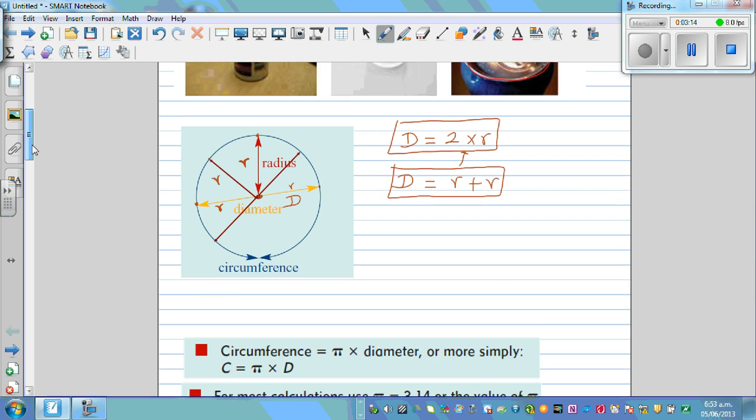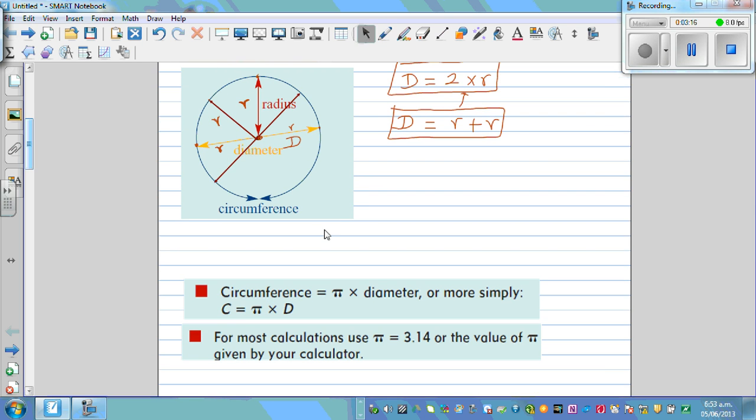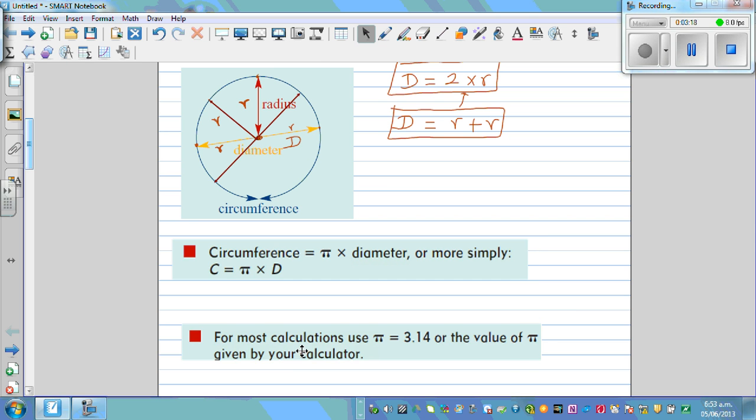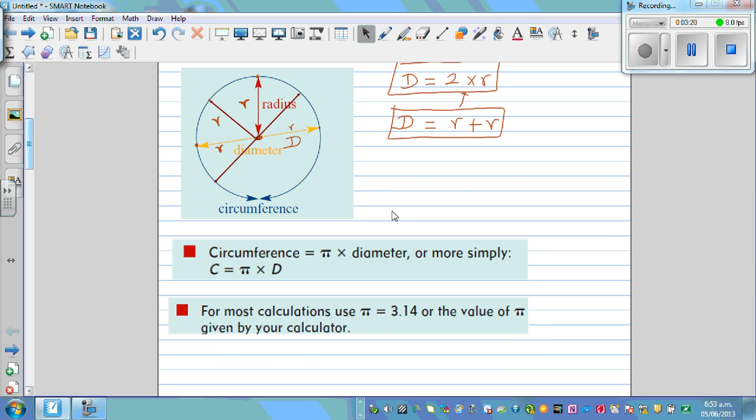Now there's a formula, and this was found centuries ago by mathematicians in Babylon and also in Greece. They came up with a letter: pi is a Greek letter. If you are using a scientific calculator or a graphic calculator, you have this letter on the calculator. I'll show that later.